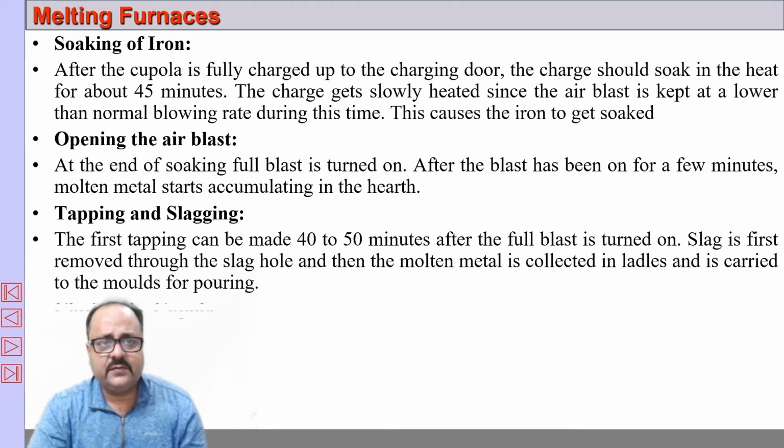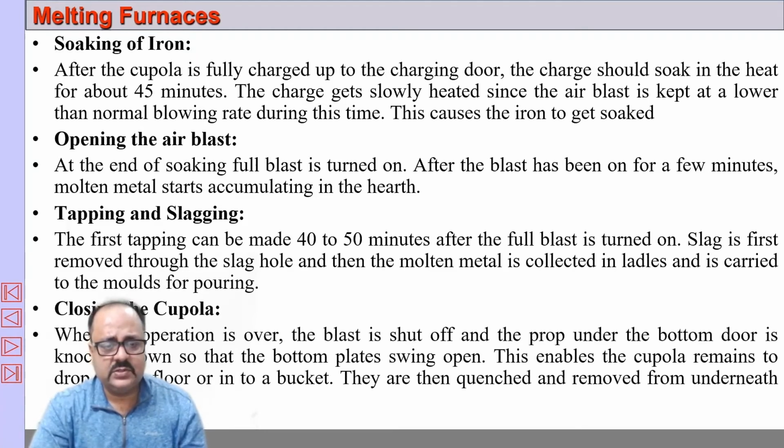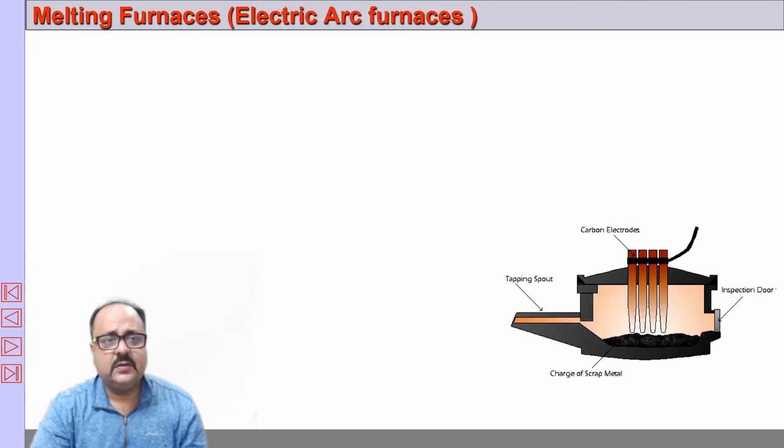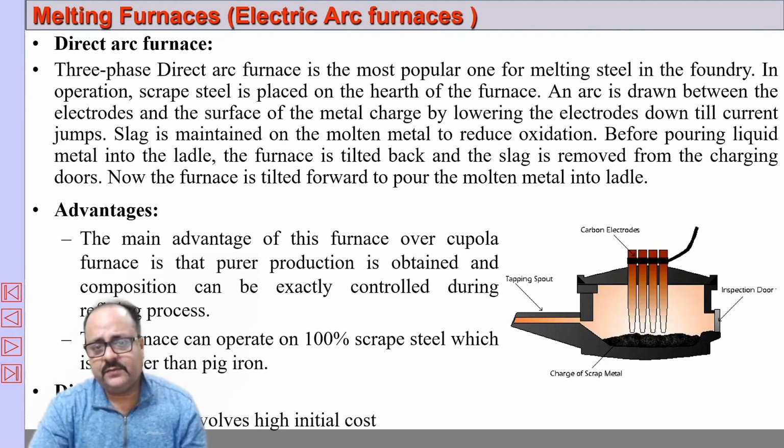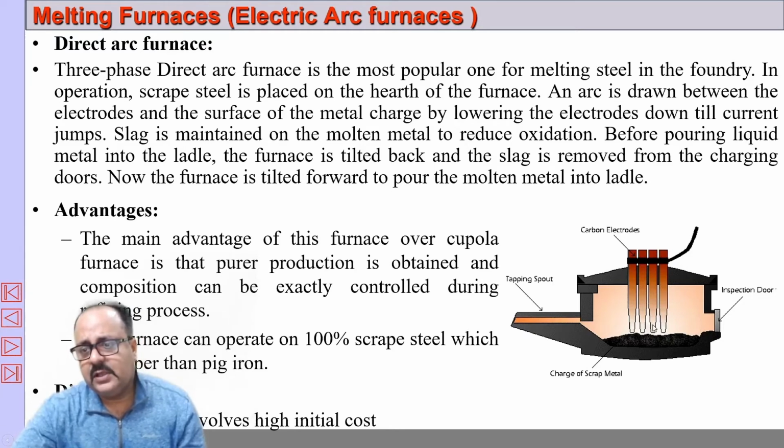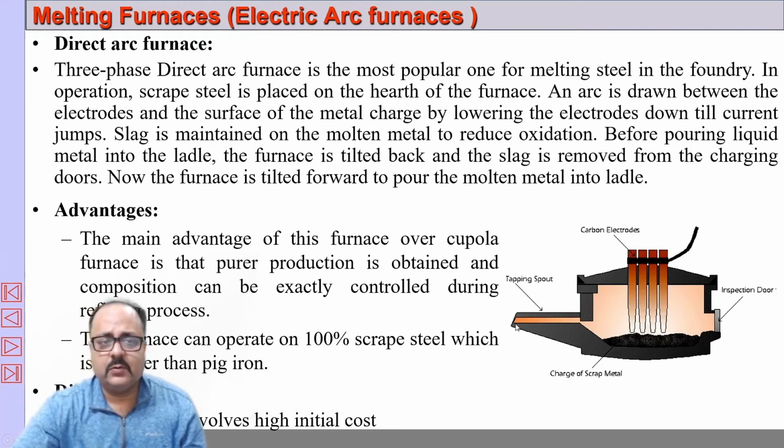Let's discuss the electric furnaces. Okay, electric furnace, direct arc furnace. So you can see the number of carbon electrodes are there. These carbon electrodes create a spark with the metal here, and an arc is produced. This heat generated by this arc is enough to melt the metal, and then you can tilt this and take it from the tapping spout.